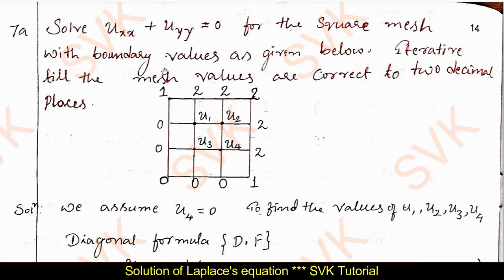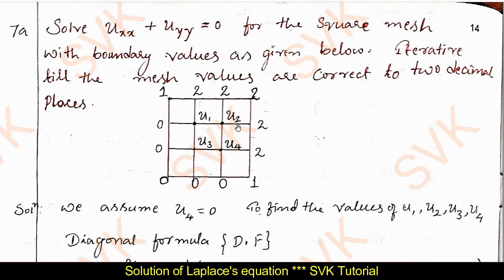Now we require to solve this Laplacian equation for the given square mesh. Here they can give 9 squares or also they can give 16 squares. In this question paper they have given 9 squares. We are going to solve this 9 square problem. Here we should know a few formulas to solve this problem.